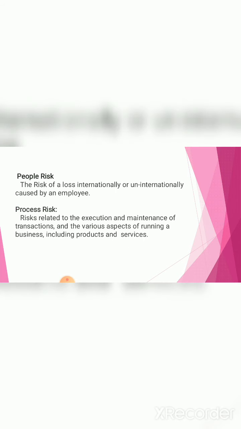Number first is people risk. The risk of a loss intentionally or unintentionally caused by an employee. Number second, process risks related to the execution and maintenance of transactions and the various aspects of running a business, including products and services.